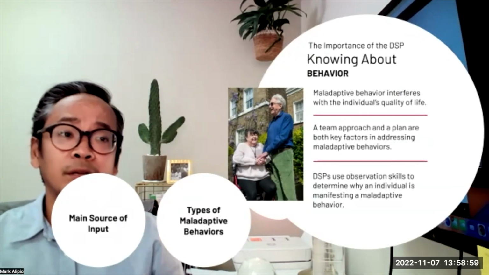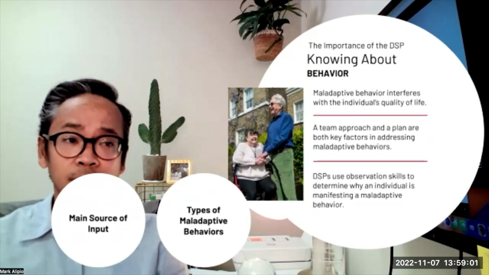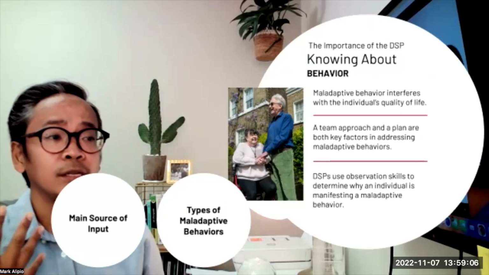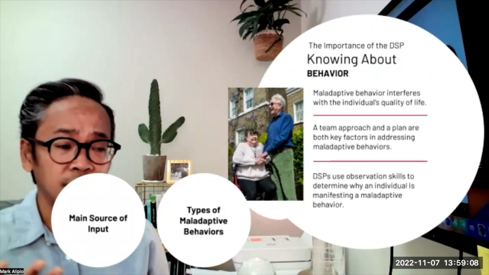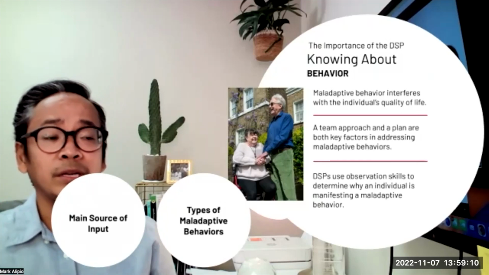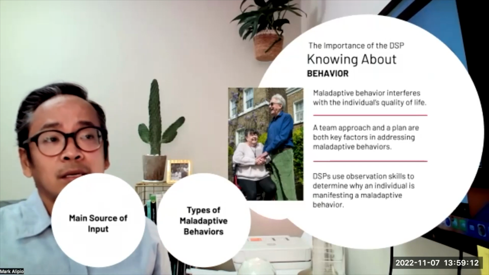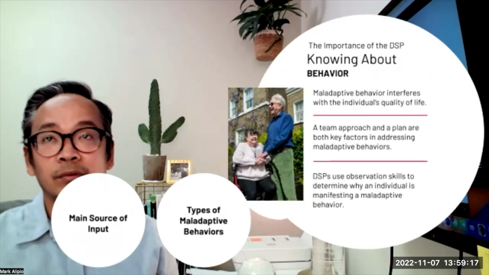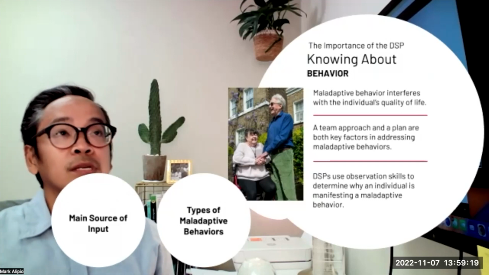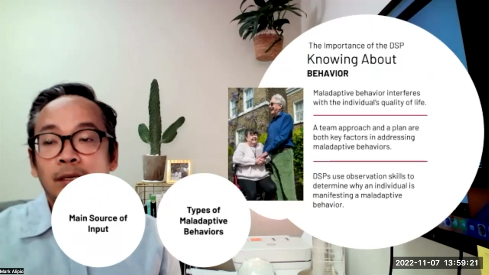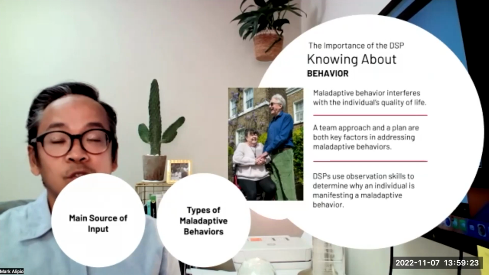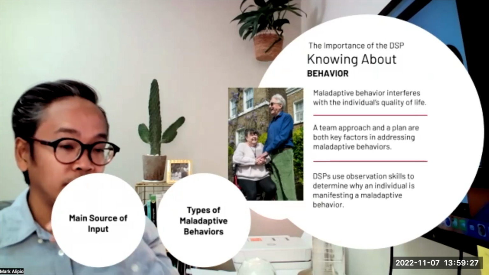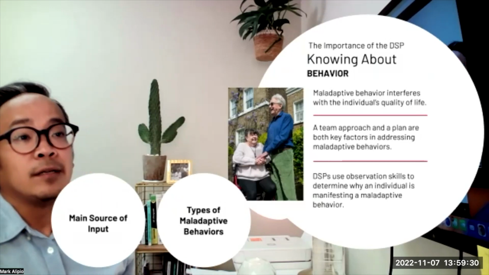A DSP or a caregiver must use observational skills. So we talked about observational skills by using your eyes, your ears, even your sense of smell to observe. Not necessarily taste. I wouldn't even say that would be appropriate, but I would say smell, right? To observe any changes in your client's welfare or even just status, right?